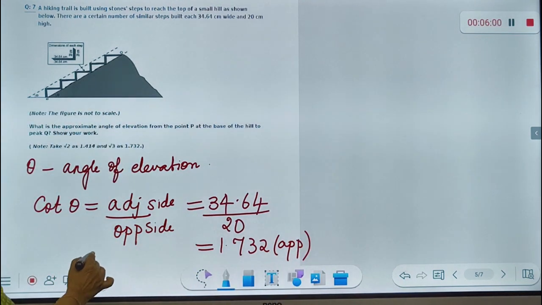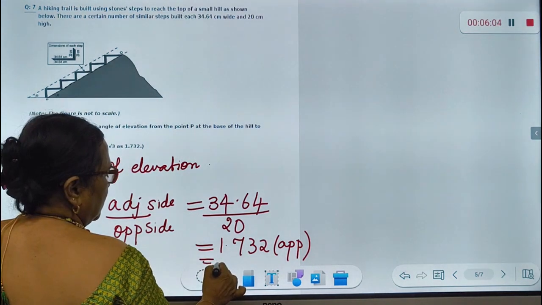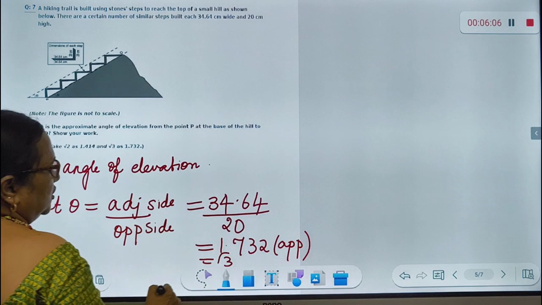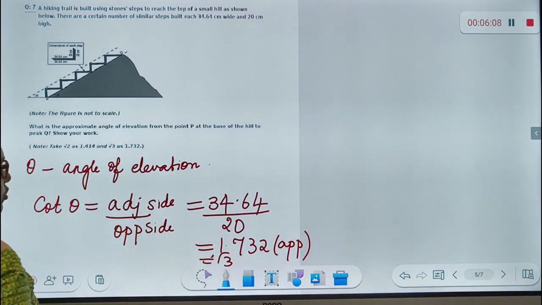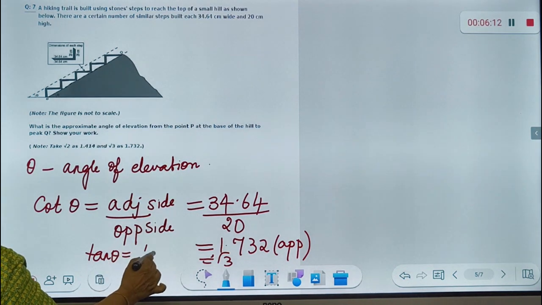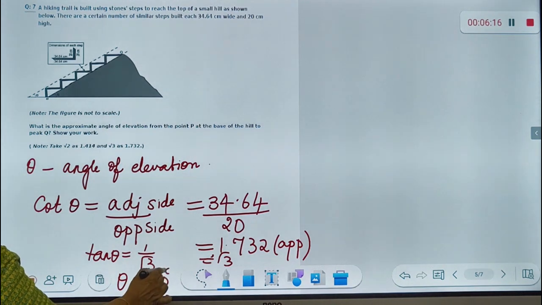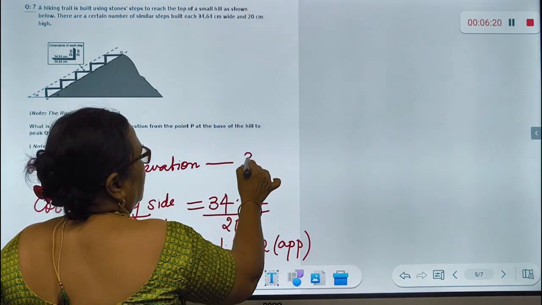So what is theta? If cot theta is 1.732, which you know is the approximate value for root 3, so tan theta is equal to 1 by root 3. So theta will be 30 degrees. So the angle of elevation is 30 degrees.